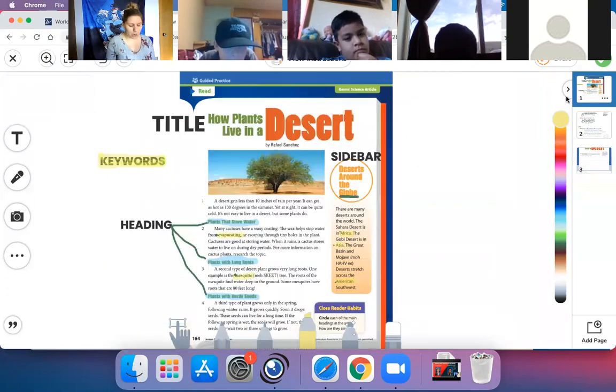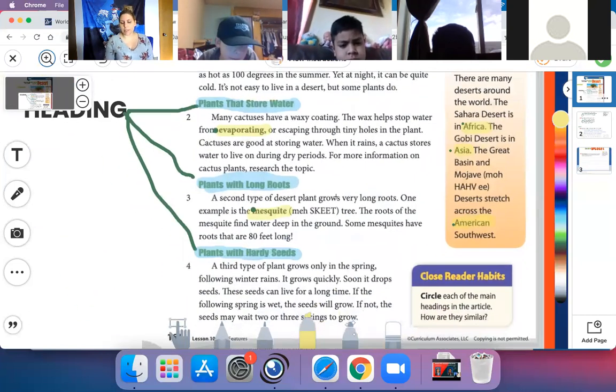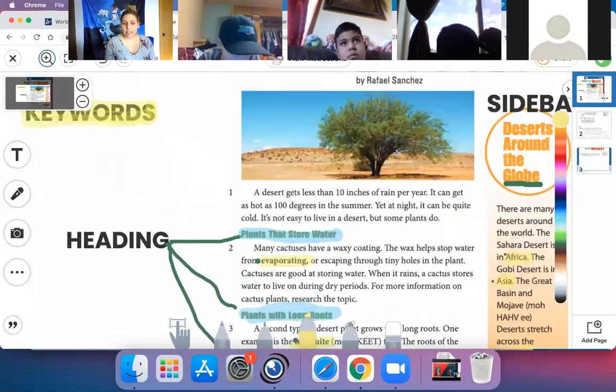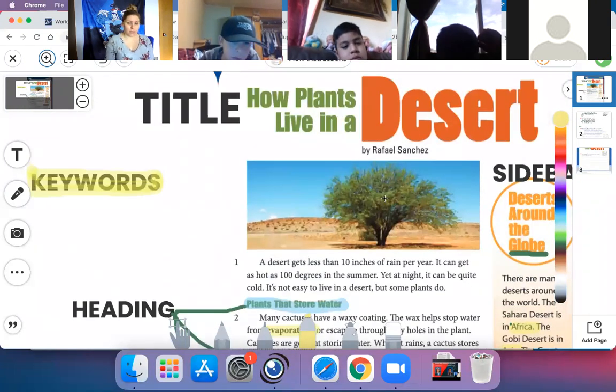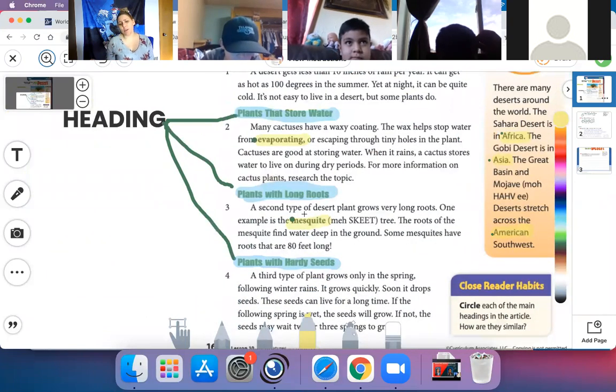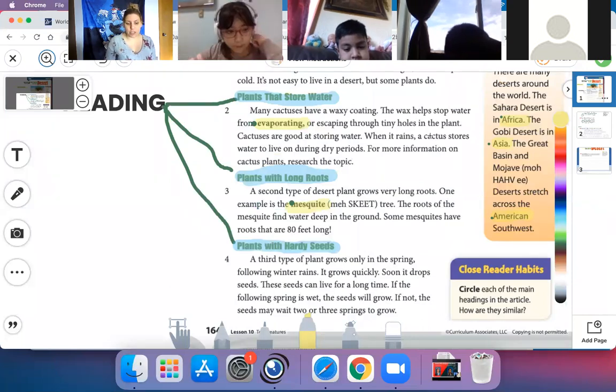So when I look back at my article, where does it list those 3 ways that plants survive? Does it tell me in the title? Does it tell me in the sidebar? The keywords, there's only 2 of them, so that wouldn't work. Or is it the heading? What do you guys think? The heading. The heading, yes, JL, absolutely.